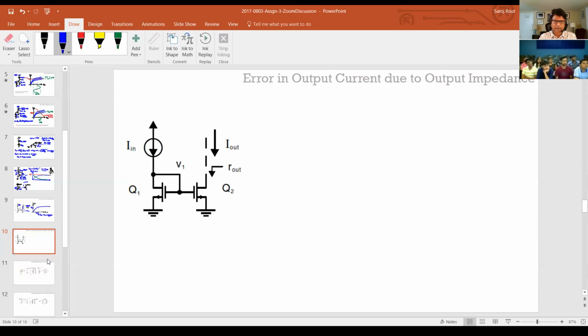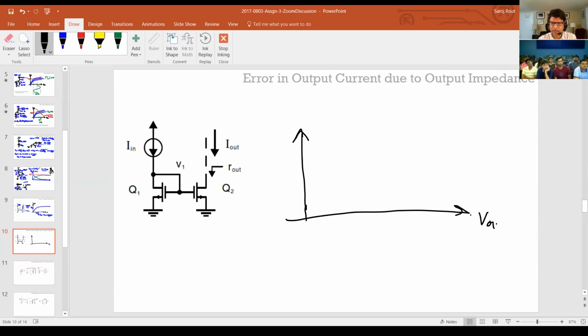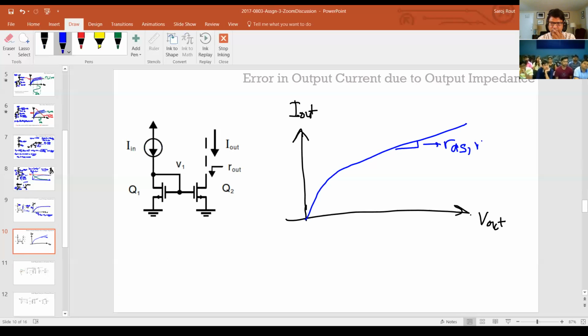Okay, so the next thing I want to cover is the output impedance, because so far I've been saying that the current is constant, but that's obviously not true. So this is V out, and this is I out, and it's not constant like we showed before in the devices. It actually has a slope to it, and this slope is the output impedance, RDS, or sometimes we call it R out or RO, just simply RO.